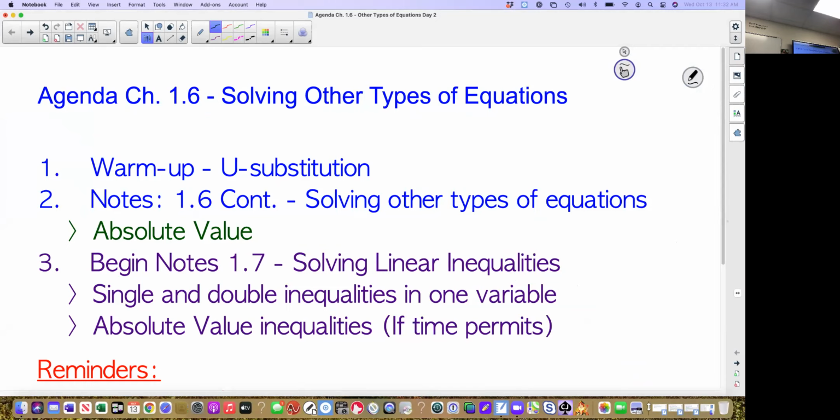Absolute value equation. And then we're going to start the 1.7 notes, which are about solving linear inequalities. Okay, and I think we will probably have to do the absolute value inequalities next time. Okay, so we're going to take a look at this.